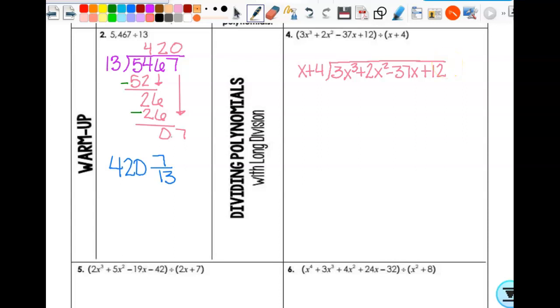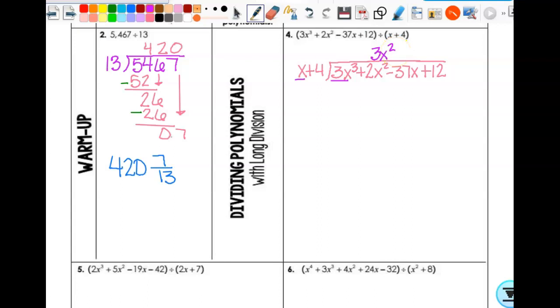All right. So even though we took the entire 13 and tried to divide it into 54, we don't take the entire x plus 4 and try and divide it into this. We just look at this term and this term. So 13 divided into 54 is the same thing as saying 54 divided by 13, right? So if I take 3x cubed and I divide it by x, what am I left with? 3x squared. So since it's 3x squared, I put it above the x squared term, 3x squared.